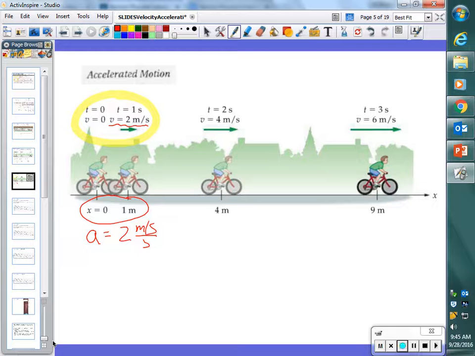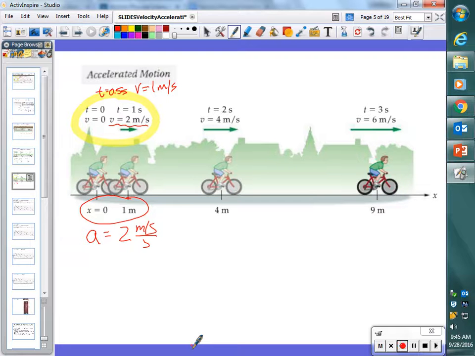So if we took a picture of this bike rider, let's say instead of at 1 second, let's say we took a picture at 0.5 seconds, what would the velocity have been a half a second after he started pedaling his bicycle? 1 meter. Because we're talking about velocity, right? So his velocity would have been 1 meter per second at that time. Are we okay with that idea? Okay.